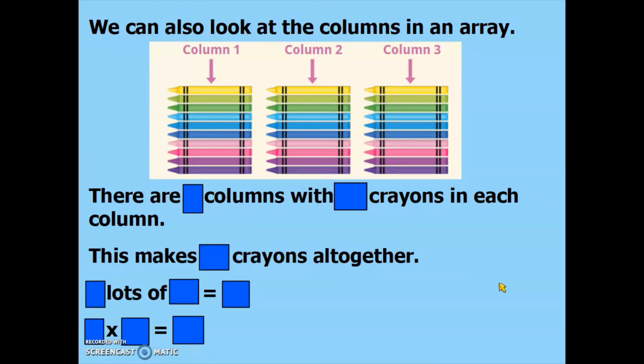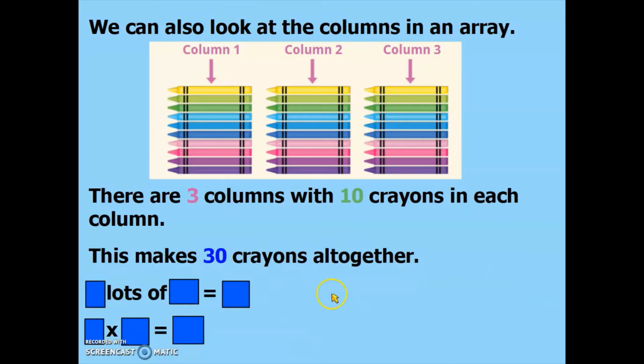Have a try at this question now. How many columns have we got? 1, 2, 3. With how many crayons in each? 10 crayons in each column. This makes how many altogether?